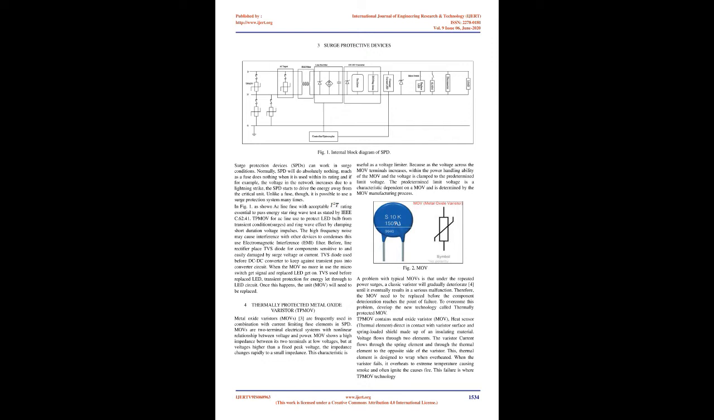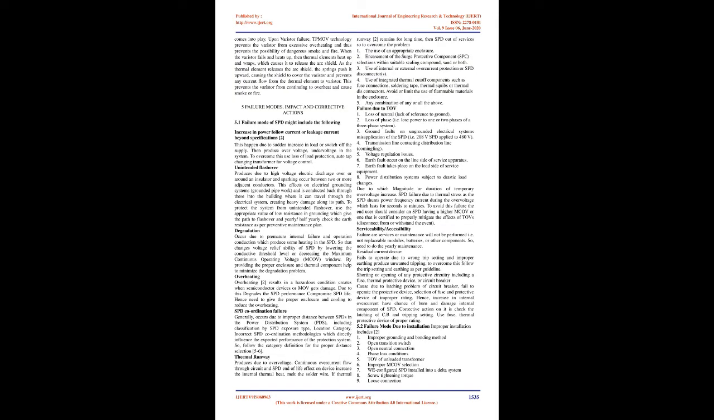5. Failure modes, impact, and corrective actions. 5.1 Failure modes of SPD might include the following. 1. Increase in power follow current or leakage current beyond specifications. This happens due to a sudden increase in load or switching off the supply, which then produces overvoltage or undervoltage in the system. To overcome this, use loss of load protection and an auto tap changing transformer for voltage control.